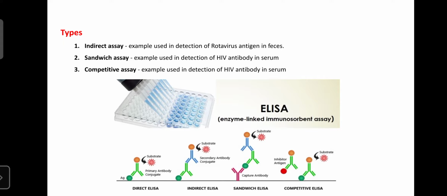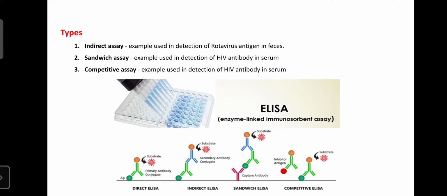That is what is known as the indirect assay, where we do not focus directly on the antigen; indirectly we can focus on it. It is used in the detection of rotavirus antigen in feces. So next one, that is the sandwich assay.